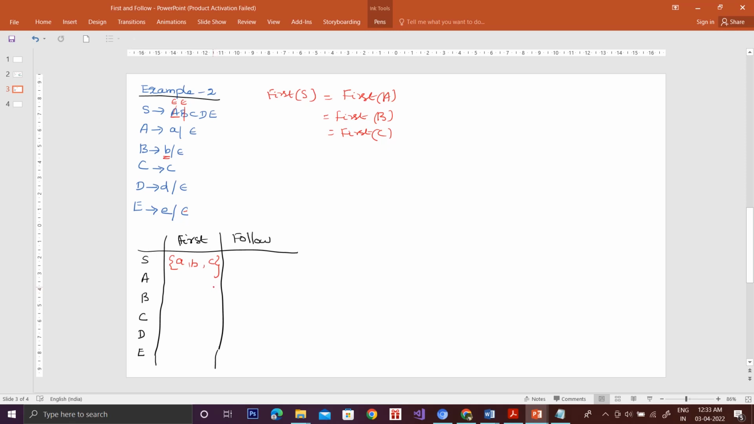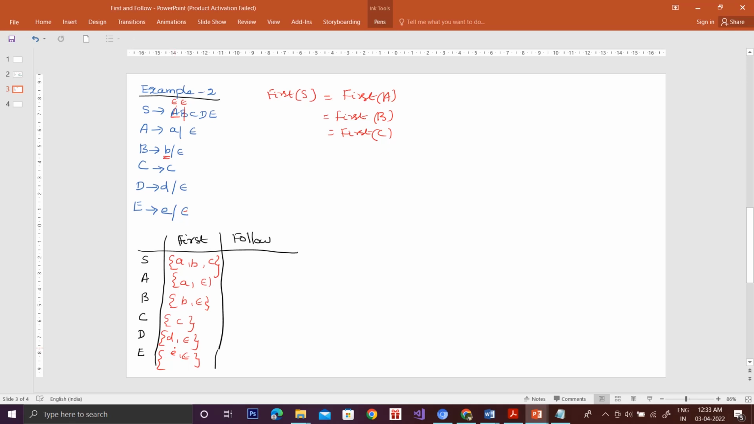And now we will find out first of A. First of A is very simple, because it is a terminal, so straight away you can add a, and also first of A has epsilon, so you add epsilon here. Similarly for B, it is b comma epsilon, for C it is only c, for D it is d comma epsilon, and for E again it is small e comma epsilon. Now we have calculated the first function for all the non-terminals.